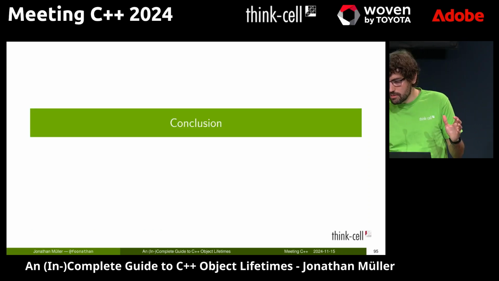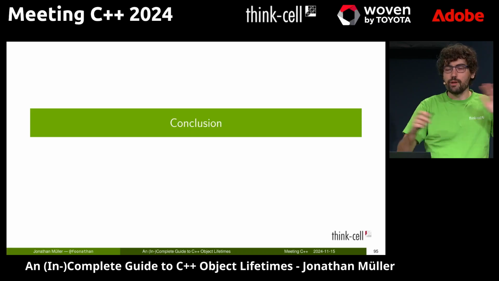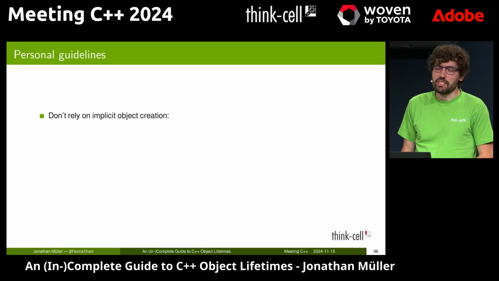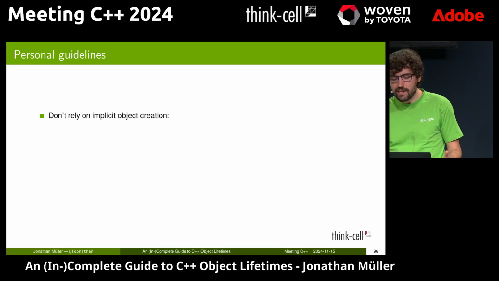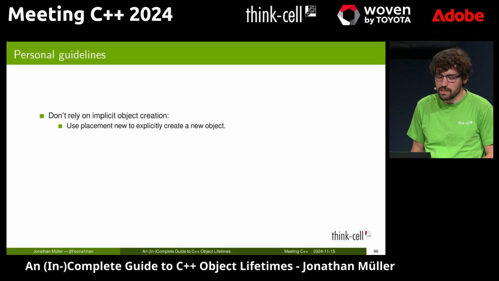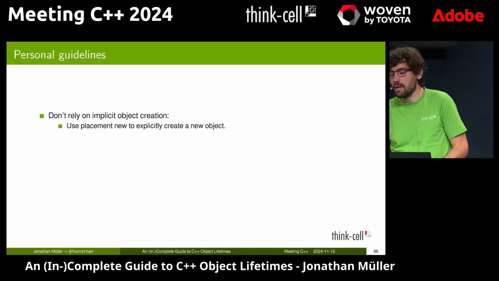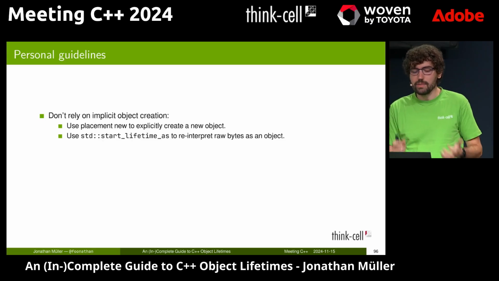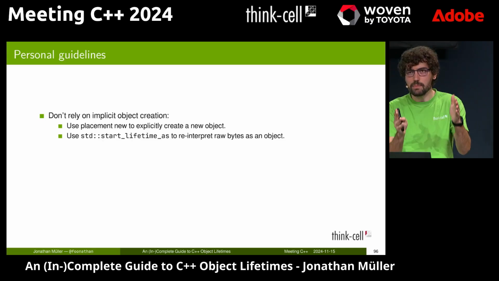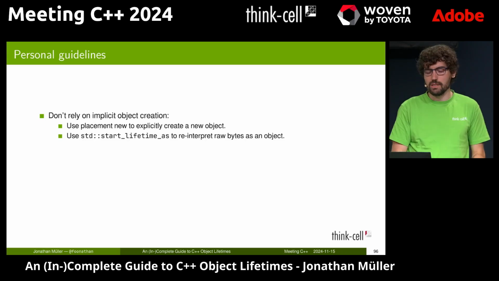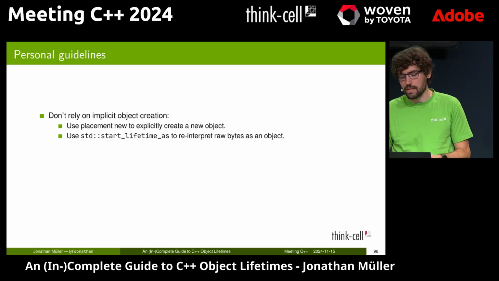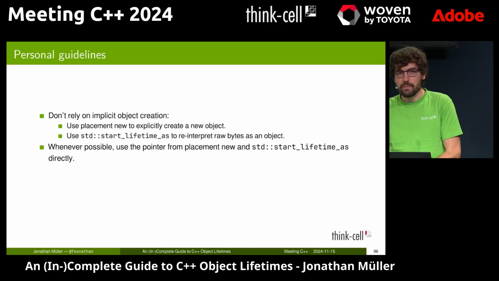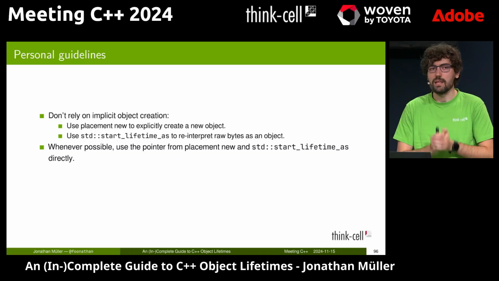So to conclude, some guidelines, because those were a lot of what does the standard say? What does it mean for you now? Don't rely on implicit object creation. It's weird, it's vague, don't do it. It's nice to have, but you shouldn't rely on it. Use placement new to explicitly create a new object when you don't care about the value, and use start_lifetime_as if you care about the bytes. So you have some bytes, call start_lifetime_as to get an object in there. Whenever possible, use the pointer from placement new and start_lifetime_as directly. That pointer has the correct provenance. Then you don't have to bother with launder.